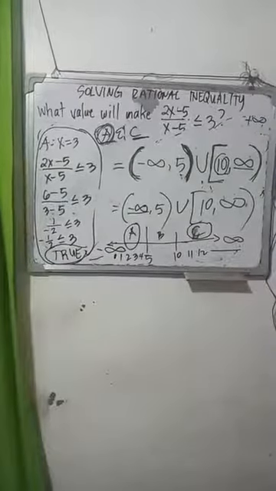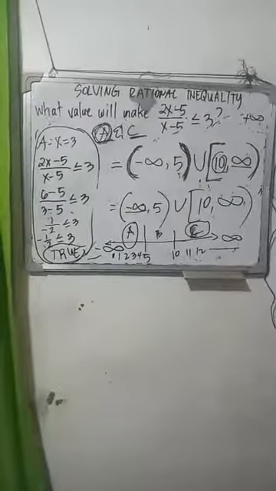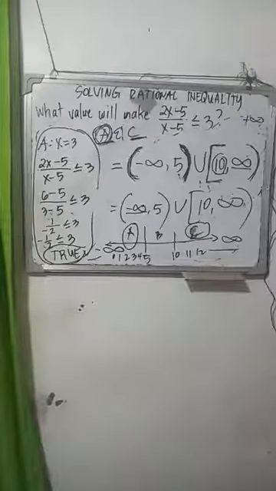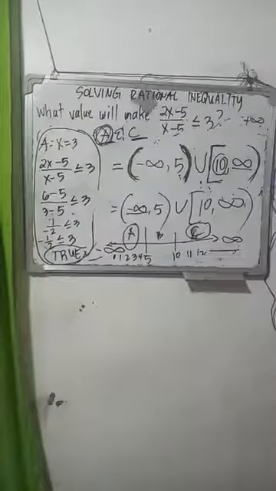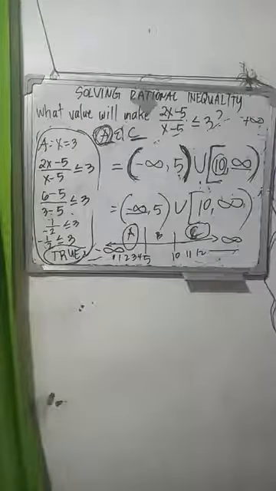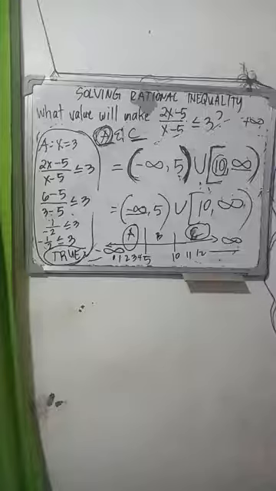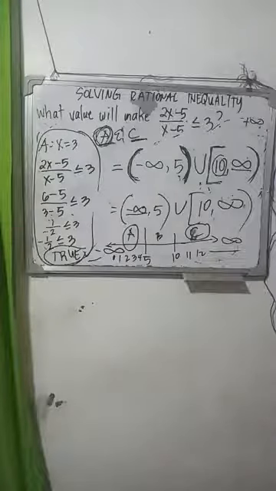Final answer na. Yes, that is the final answer. Negative infinite to positive 5, then union. Yes, that is the final answer using interval notation.